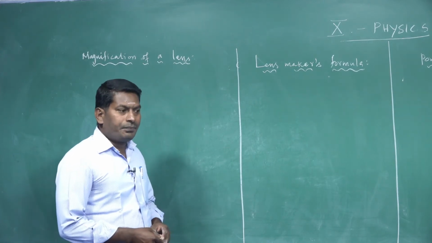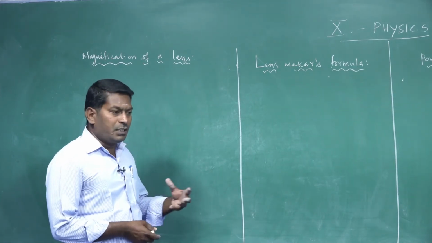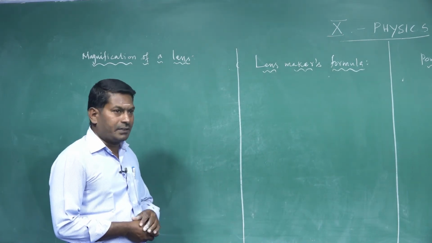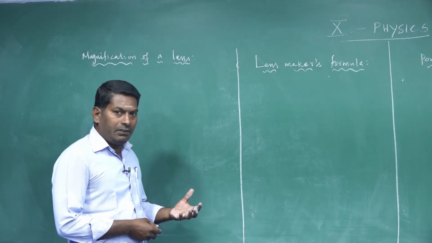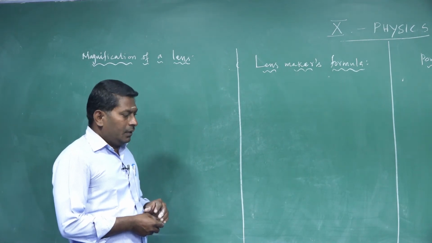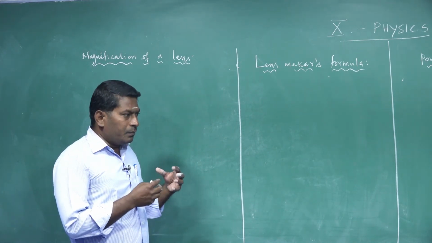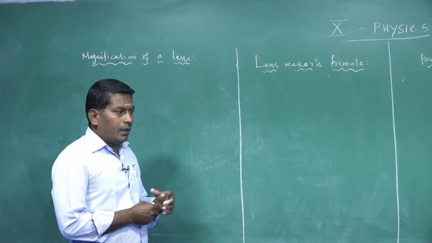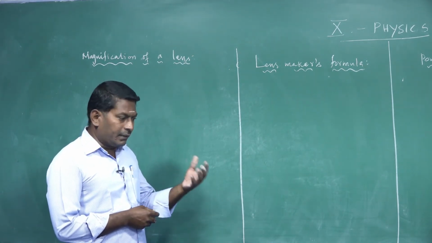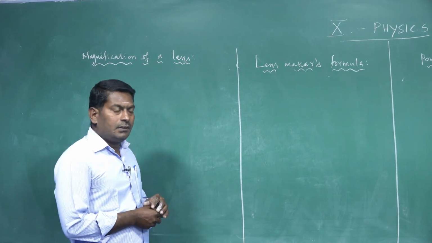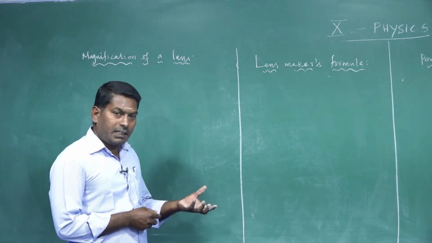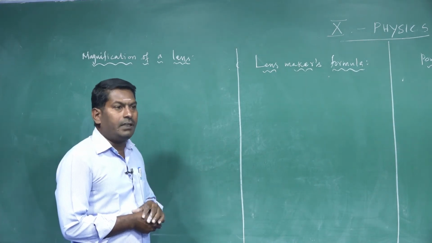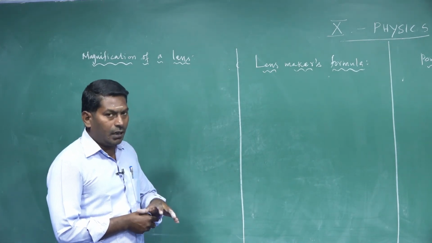Dear students, we already discussed the image formed by both lenses, the concave lens and the convex lens. Image is produced by these lenses. Either the size of the image is greater than the size of the object, lesser than the size of the object, or equal to the size of the object.